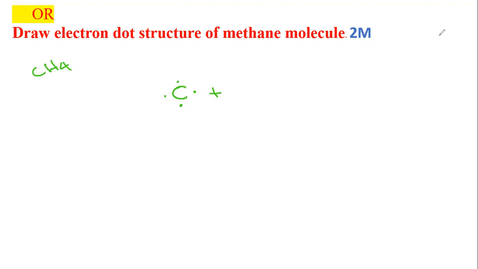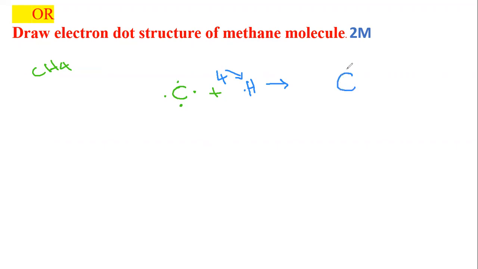Then we'll go for hydrogen. How many hydrogens? 4 hydrogens should be involved in bond formation. Each hydrogen has 1 electron. For your better identification, I have kept it as a cross, 1 electron. If you want, you can keep it as a dot also, not a problem. Either dot or cross. Hydrogen has 1 electron, so 4 hydrogen atoms, each having 1 valence electron.